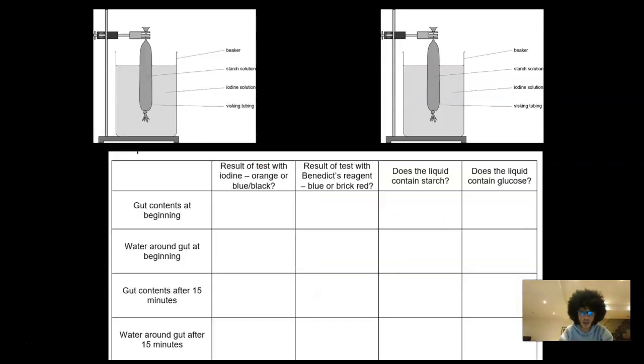So a couple of things happen here. First off, if we have this at the beginning and this is later after, let's say, about 15 minutes. Now what you can do is you can also put iodine inside there if you really wanted.